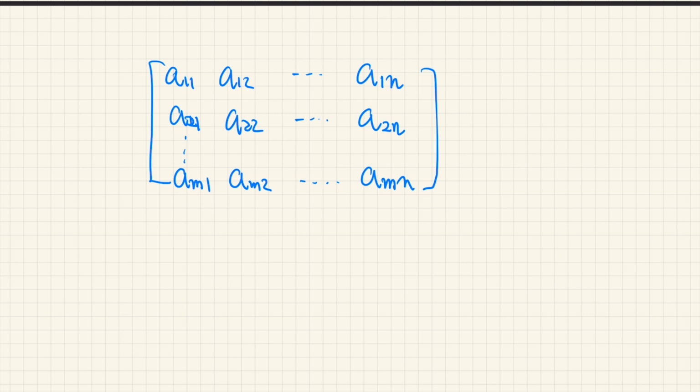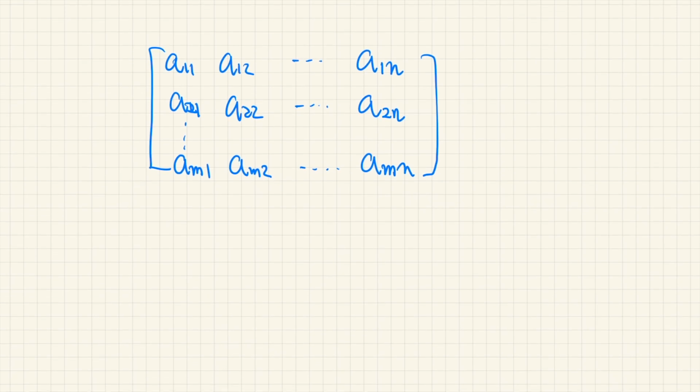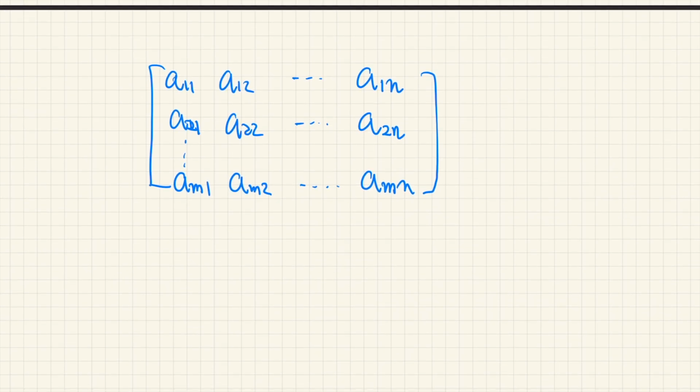In this video, we study some basics of matrices. A matrix is a two-dimensional array of numbers, such as this. Each of these elements, and they are called elements, are numbers, like real numbers or complex numbers or whatever numbers. In this case, there are m rows and n columns. So this is called an m by n matrix.